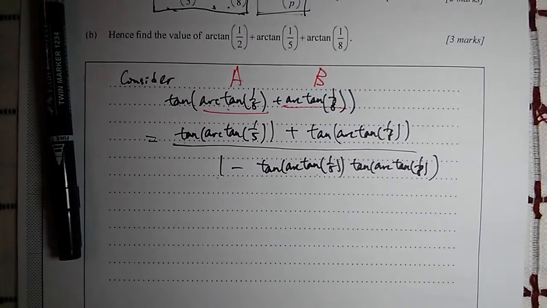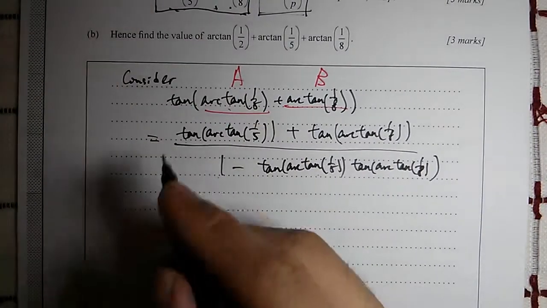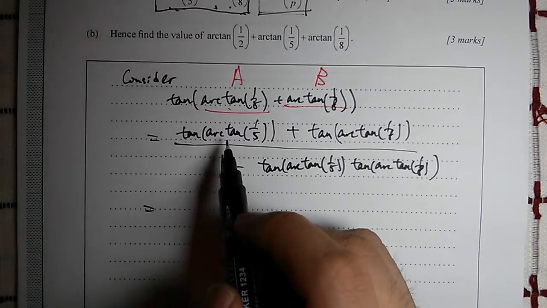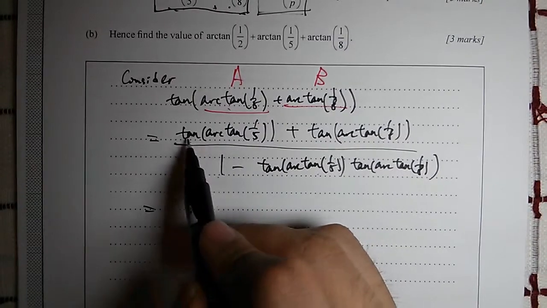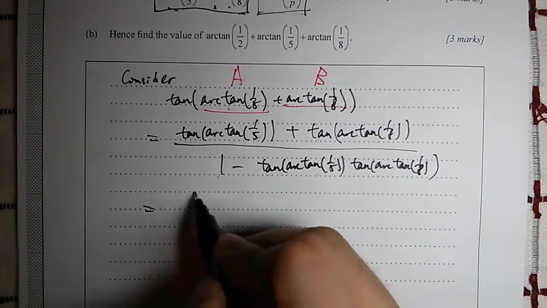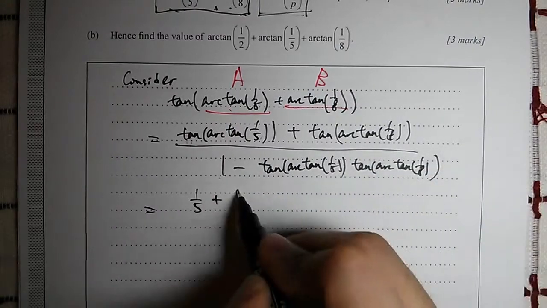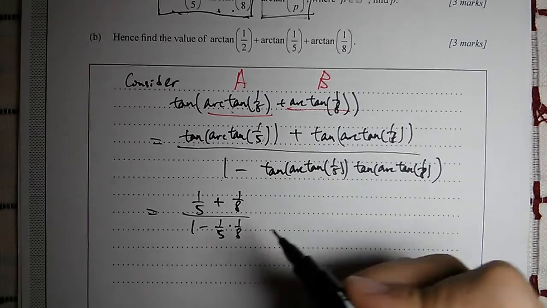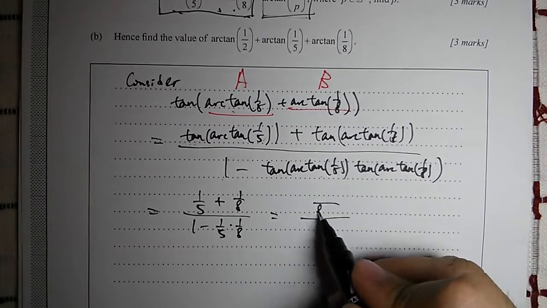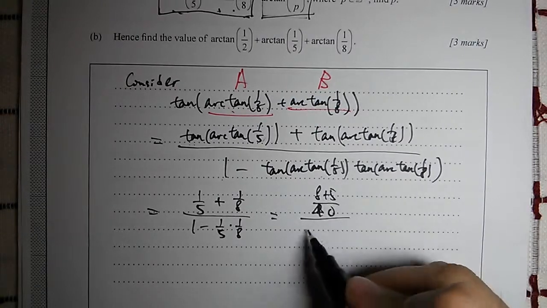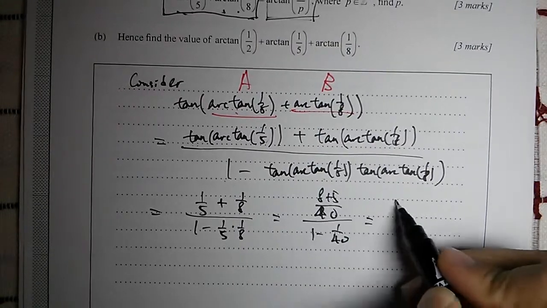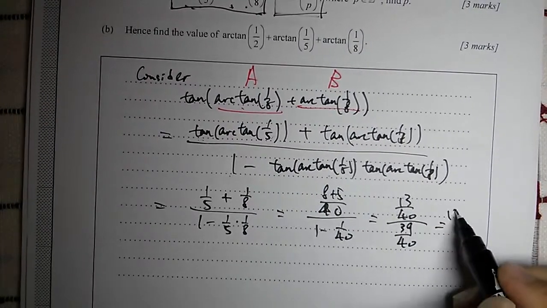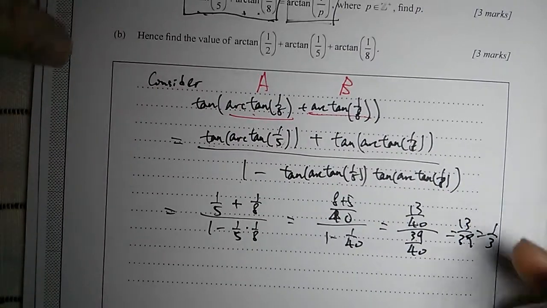So we will simplify it a little bit. Tangent and arctangent are inverse functions of each other, so they cancel each other. So we have 1/5 plus 1/8, over 1 minus 1/5 times 1/8. We need to calculate this, so get a common denominator and add them up. This is 13/40 divided by 9/40, which simplifies to 13/39, which is 1/3.